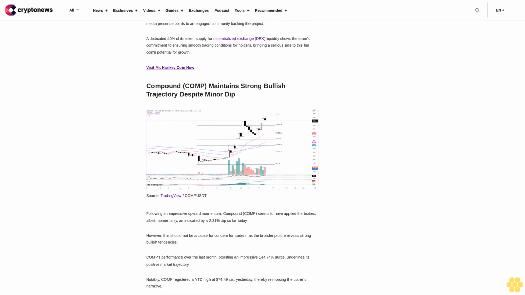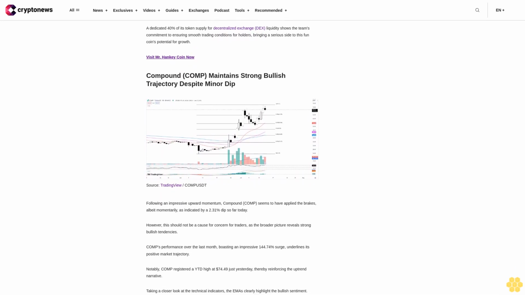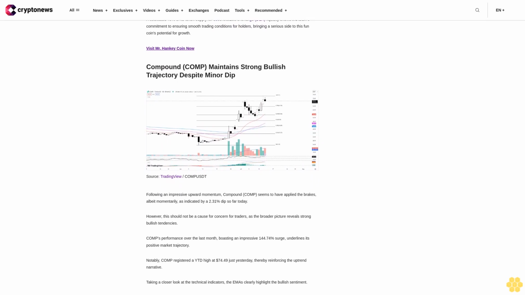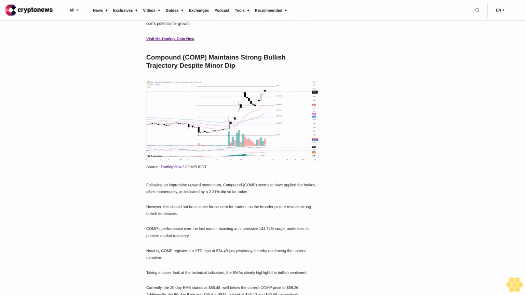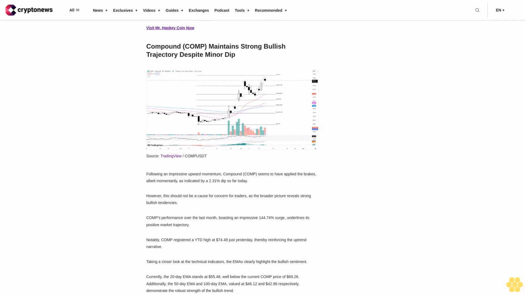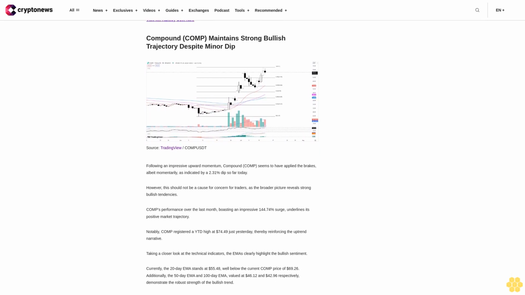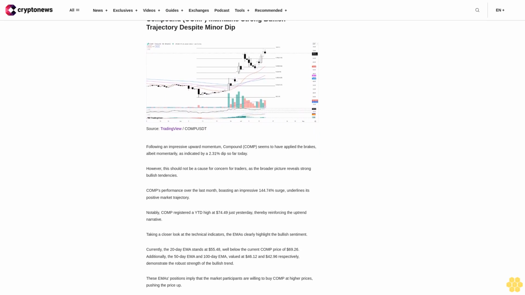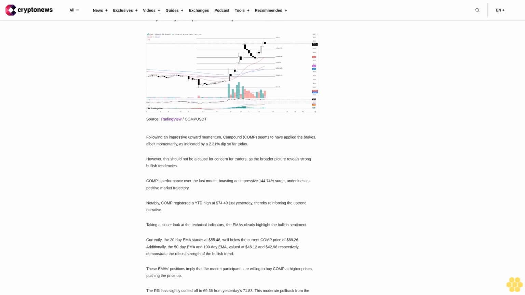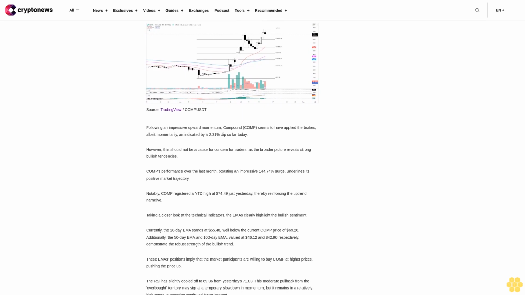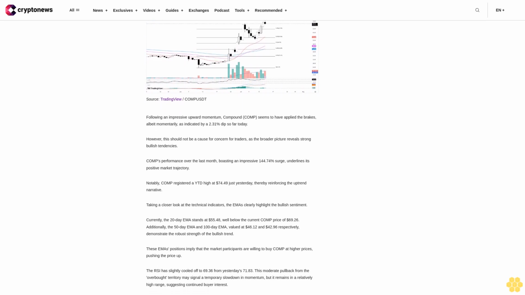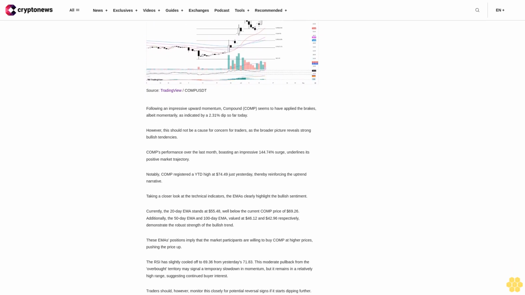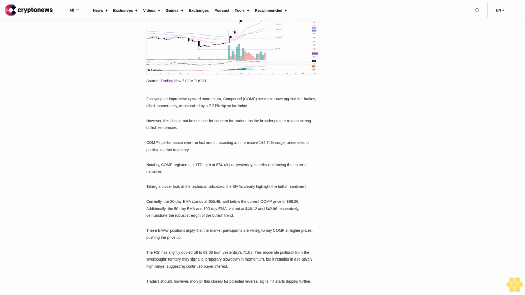Compound Comp maintains strong bullish trajectory despite minor dip. Following an impressive upward momentum, Compound Comp seems to have applied the brakes, albeit momentarily, as indicated by a 2.31% dip so far today. However, this should not be a cause for concern for traders, as the broader picture reveals strong bullish tendencies. Comp performance over the last month, boasting an impressive 144.74% surge, underlines its positive market trajectory.